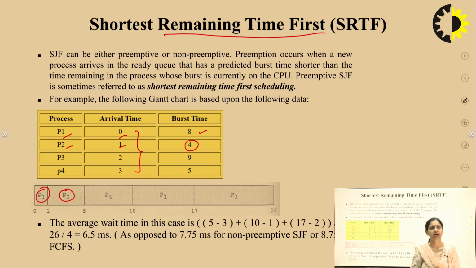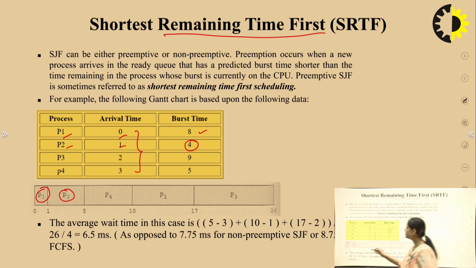The preemption occurs when any new process arrives in the ready queue that has a predicted burst time shorter than the time remaining in the process whose burst time is currently going on in the CPU. So, preemptive SJF is sometimes referred to as shortest remaining time first scheduling that we are studying right now.